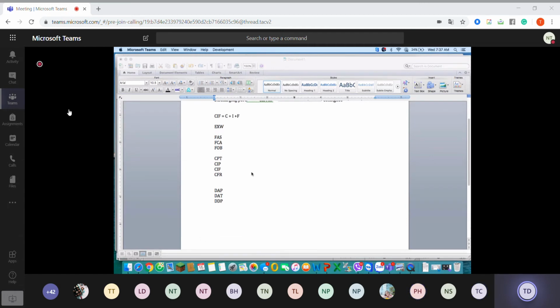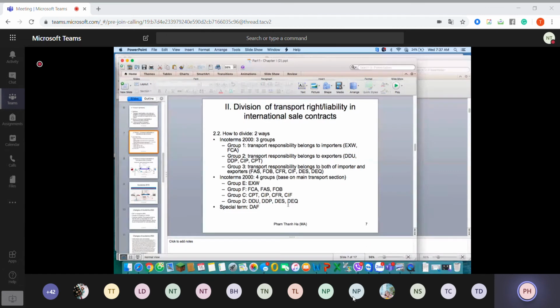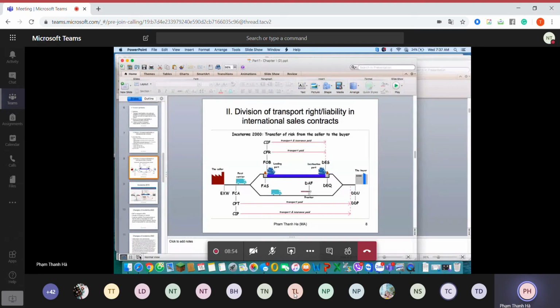Exactly. Okay. For the FOB, actually, I would like to mention the FOB together with the other two terms and conditions, which are CIF and CFR. FOB, CIF and CFR. Why? Can you see my slide? Yes. Okay.